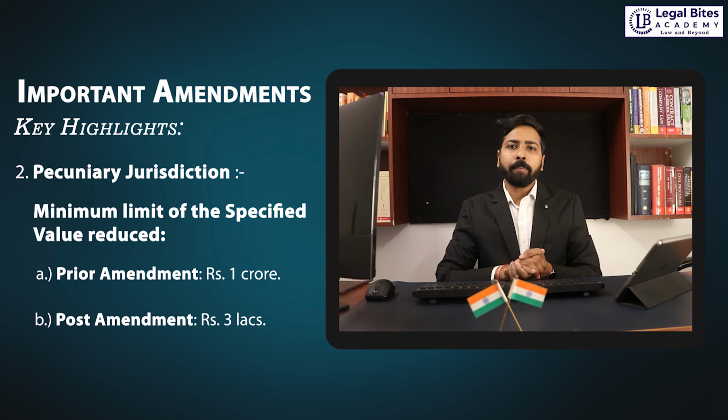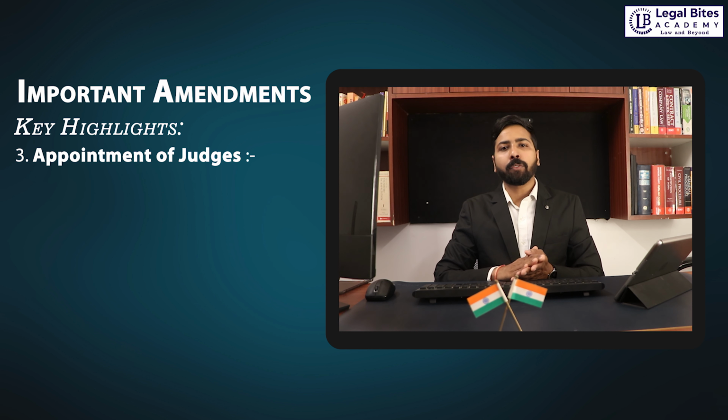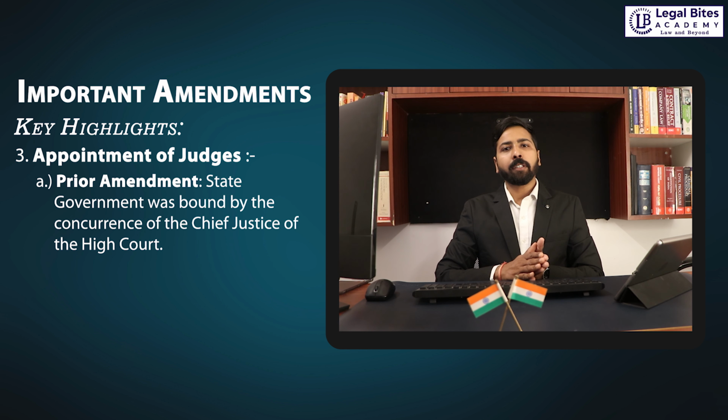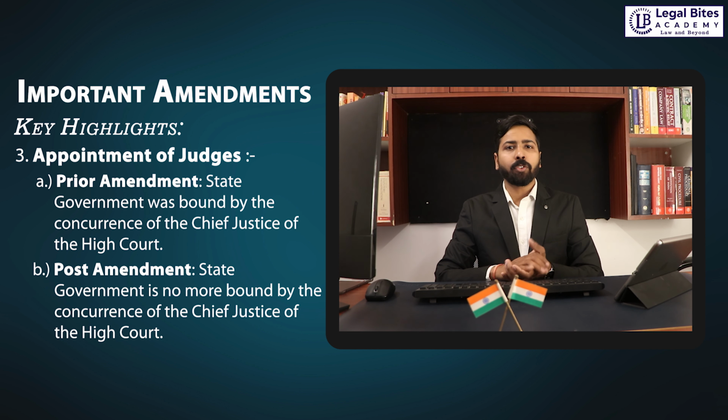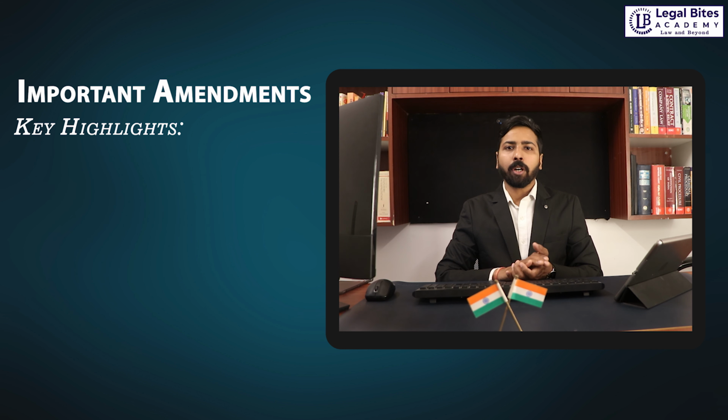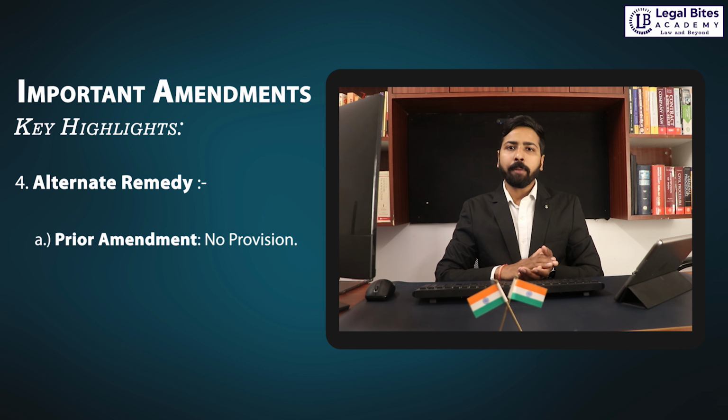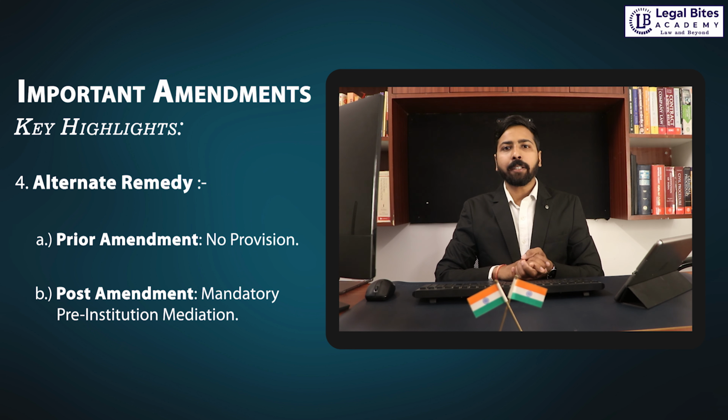The third major amendment was with regards to the appointment of judges. Prior to the amendment, the state government was bound by the concurrence of the Chief Justice of the High Court. Post amendment, the state government is no more bound by the concurrence of the Chief Justice of the High Court. The fourth major amendment was with regards to the alternate remedy. Prior to the amendment, there was no provision for alternate remedy. After the amendment, alternate remedy in the form of mandatory pre-institution mediation has been added.